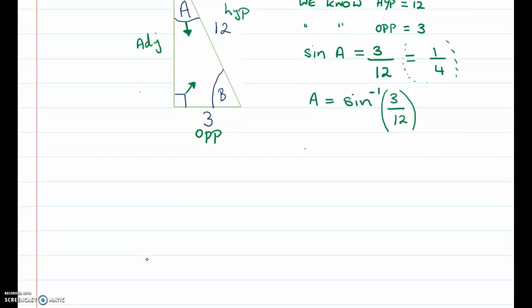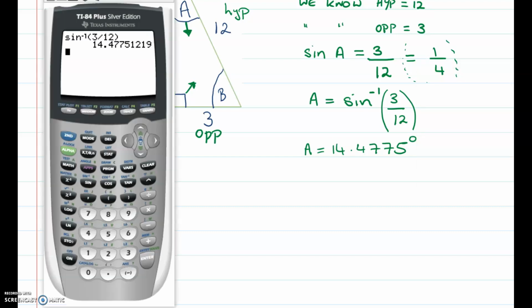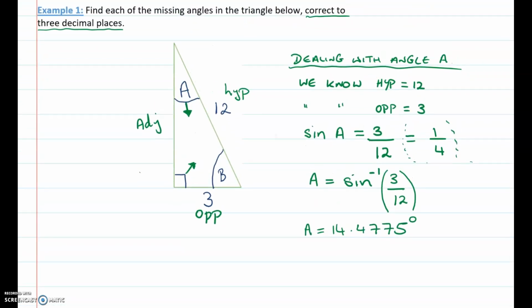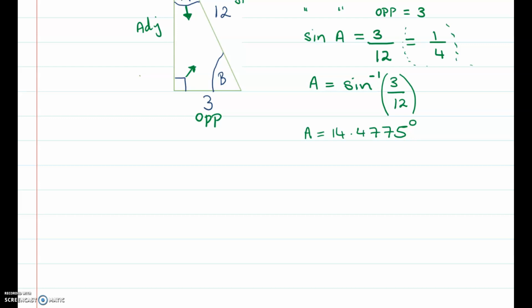And that's 14.4775. A equals 14.4775, and that would be degrees. Make sure that I've got that right. 4775, yeah. Okay. And then we wanted to do this correct to 3 decimal places. So draw a little line to break it up after the 3rd decimal place. And this is a 5. 5 is enough to push this one up to 478. So A is equal to 14.478 degrees, correct to 3 decimal places.